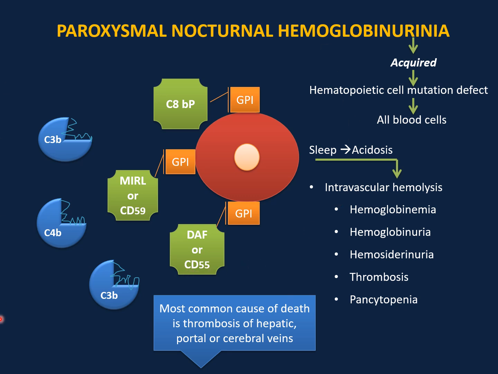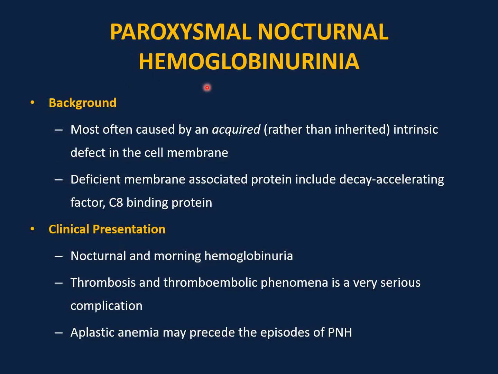So if you understand this slide, everything coming will be very easy to absorb and remember. Paroxysmal nocturnal hemoglobinuria is most often caused by an acquired intrinsic defect in the cell membrane, which is the GPI as we mentioned, a deficient membrane associated protein including decay accelerating factor and C8 binding protein. Clinical presentation: nocturnal and morning hemoglobinuria, which means that the patient will present with dark urine, very dark urine, and even black.